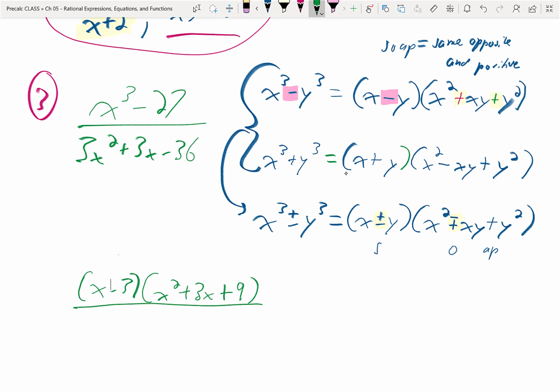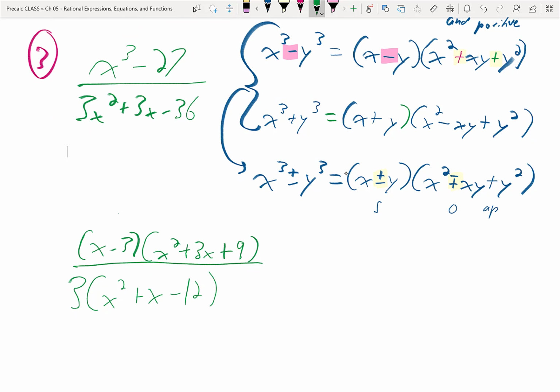Divided by, what do I do here? Caleb? What can I factor out there? And then you have x squared plus x minus 12. That can go further.